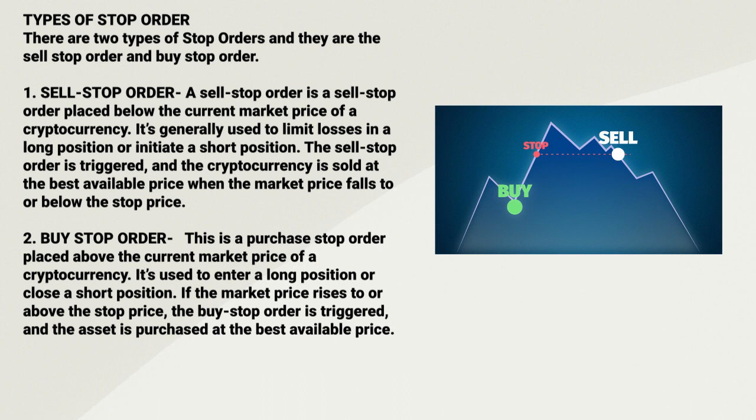2. Buy stop order. This is a purchase stop order placed above the current market price of a cryptocurrency. It's used to enter a long position or close a short position. If the market price rises to or above the stop price, the buy stop order is triggered and the asset is purchased at the best available price.